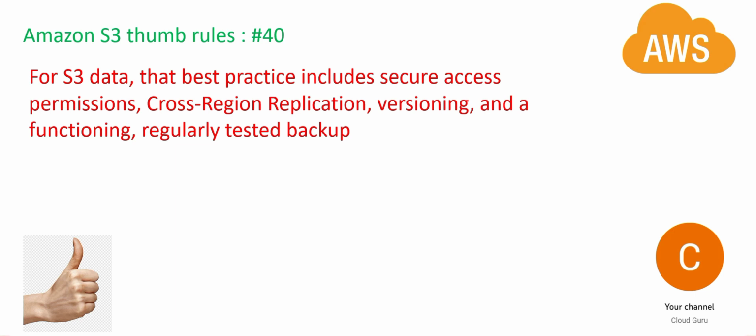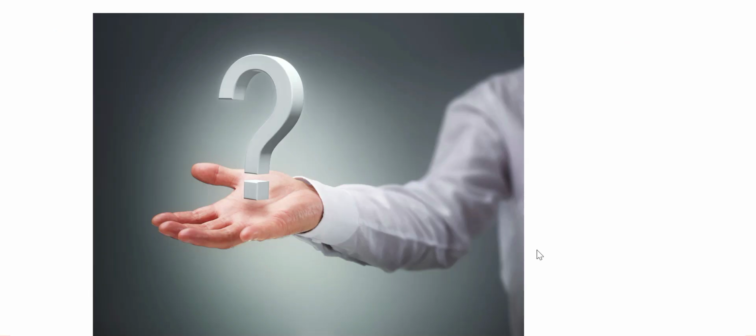Now think about it. Whenever you save a file in your Windows system, you must have seen times when your file gets corrupted. Can a file get corrupted in S3? Obviously, these are all systems, so it can happen. But how does AWS ensure that it doesn't happen?